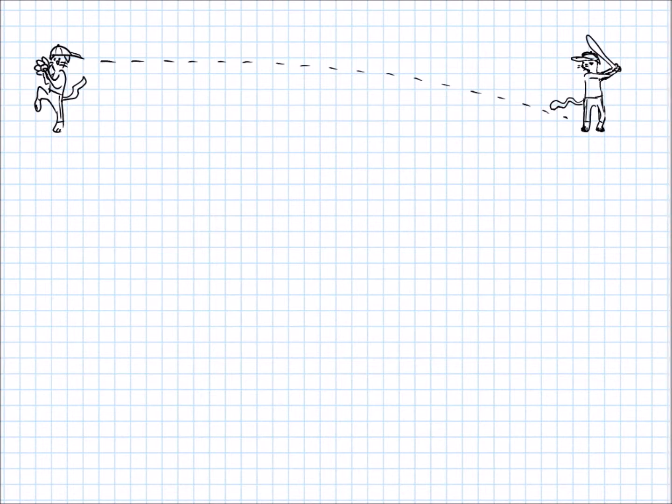So let's say we know the initial velocity of the ball here. And let's say we know how far apart they are, D. And I want to find how far down this thing is going to fall. Okay, so this is a projectile motion problem, or a two-dimensional kinematics problem, you might call it.